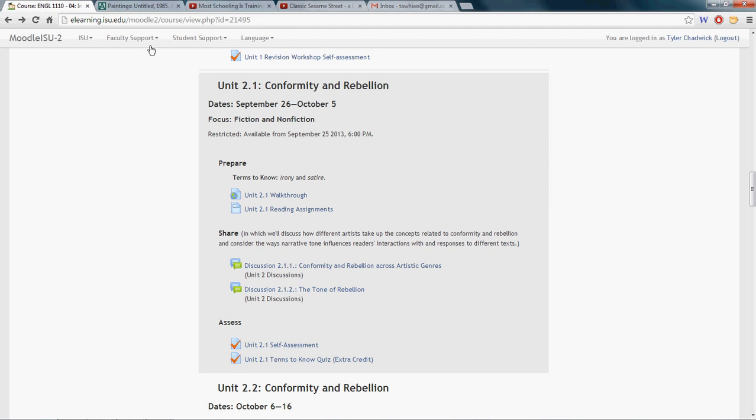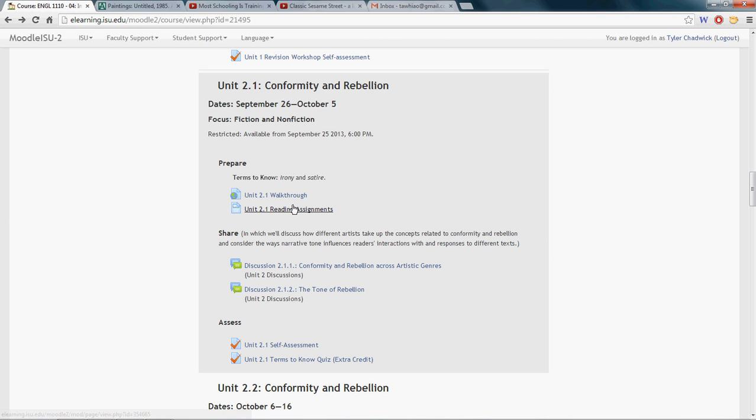The terms to know for this unit module are irony and satire. Learn them, love them, live them. Take the terms to know quiz, get some extra credit. Just note that you don't need to place the definition of these terms in your discussions when you use them. You just need to use the terms themselves. Make sure you use them properly, however, but you don't need to include the definition in your post. Just keep that in mind.